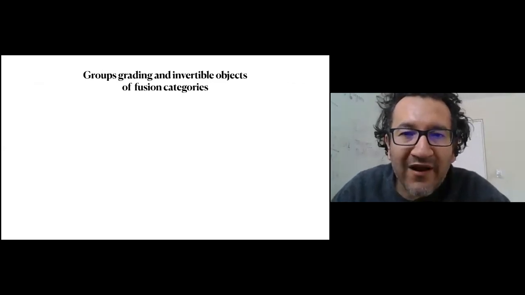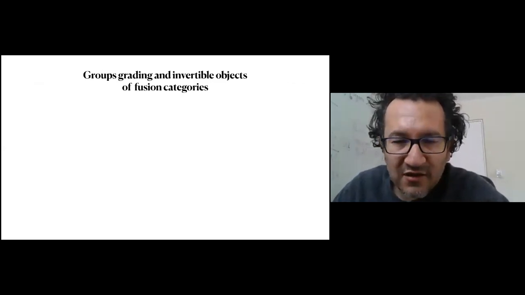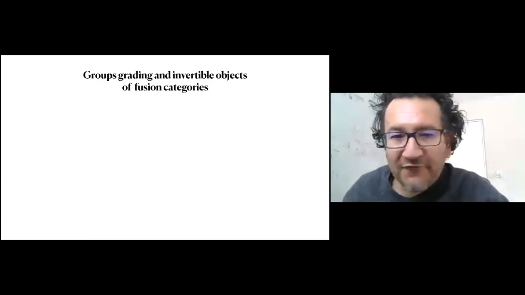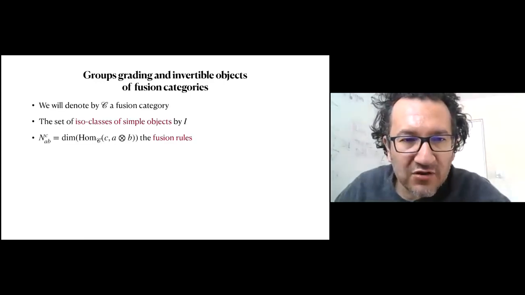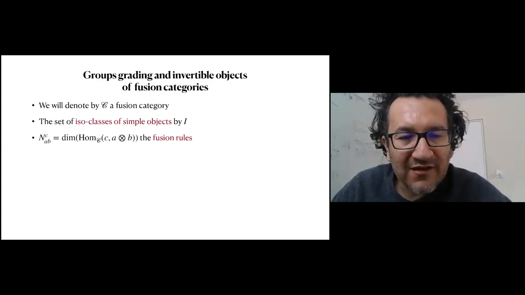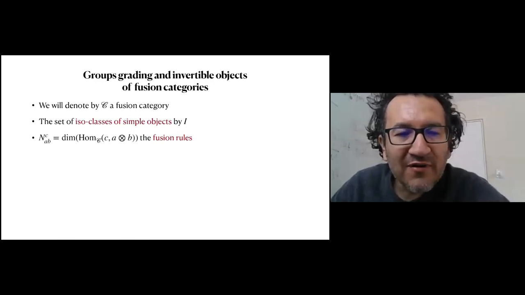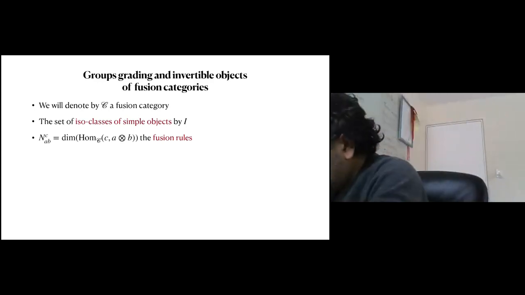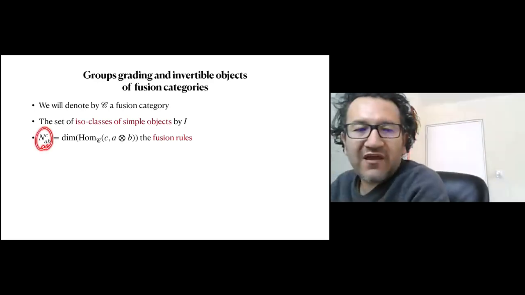to talk about gradings and invertible objects in fusion categories. So what is a grading? First I want to fix some notation. We will denote by C a fusion category, the set of isomorphism classes of simple objects by this letter I, and the multiplicity of C inside of A tensor B. So the fusion rules will be denoted by this letter, N_AB^C.